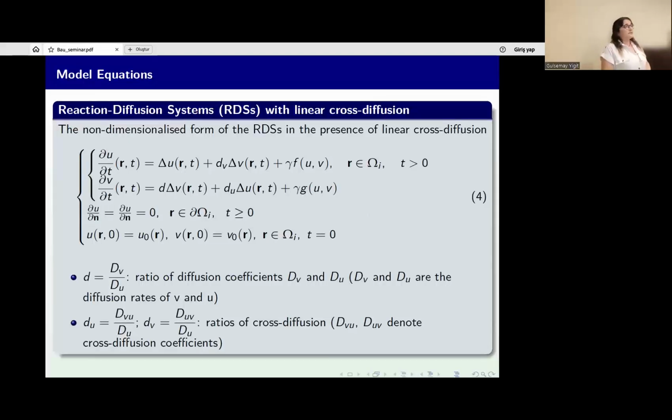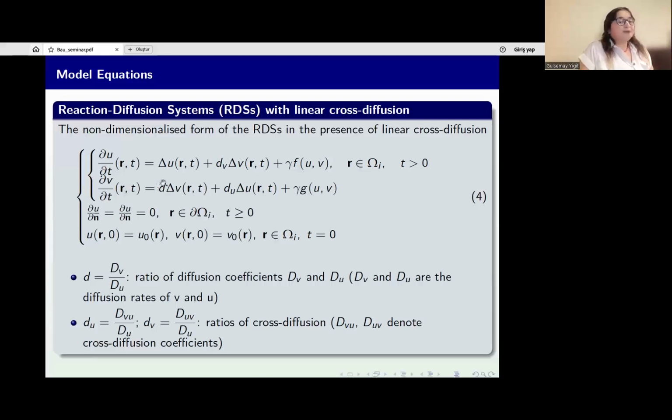So here is the mathematical model. It consists of 2 equations, namely U and V. They are the components. U is the activator, V is the inhibitor. For a reaction to happen, we need activation and inhibition. And I hope you can still see my cursor. This is the dimensional form. Sorry, this is the non-dimensional form. This is the non-dimensionalized form of the system.